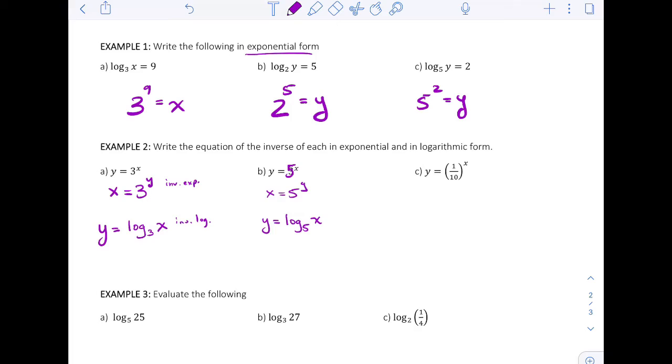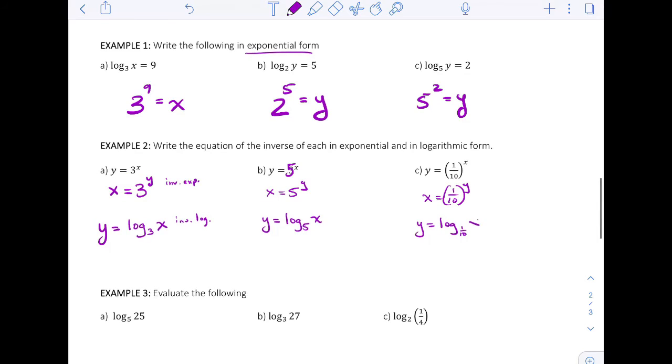And last one over here, same idea. When I'm writing the inverse in exponential form, I just change x and y. That's all that we do. And when I write the logarithm form, the exponent is equal to log of the base. Now the base is 1 over 10, x, right? This is like the number that goes after.